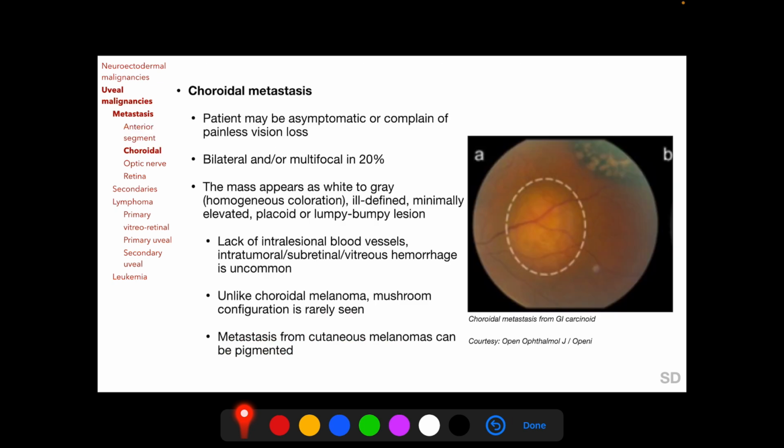A patient with a choroidal metastasis may be asymptomatic or complain of painless visual loss. 20% of choroidal metastasis can be multifocal or bilateral, and the choroidal metastatic mass usually appears as a homogeneous white to grey ill-defined and minimally elevated mass with a placoid or lumpy bumpy contour. The tumor typically lacks intralesional blood vessels because it is a rapidly growing tumor and blood vessels do not find enough time to grow within the tumor, and so intratumoral subretinal or vitreous hemorrhage is uncommon. Unlike choroidal melanoma, mushroom configuration is rarely seen, and as we have mentioned, metastasis from cutaneous melanomas can be pigmented.